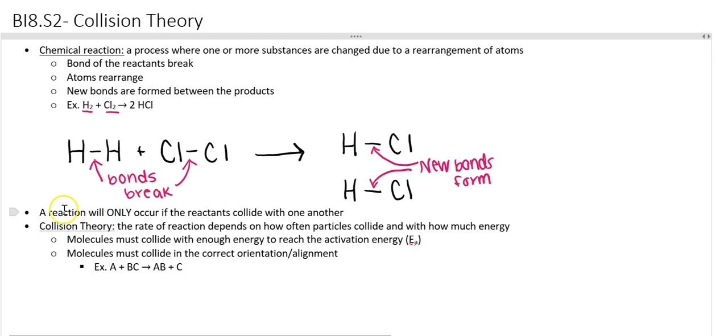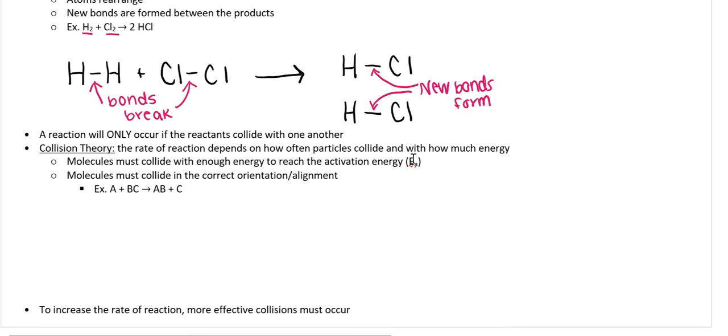Well, this can only occur if the reactants collide with one another. So if hydrogen never meets up with chlorine, it can't form HCl. So that brings us to collision theory. The rate of reaction, which just tells us how quickly a reaction occurs, depends on how often particles collide and with how much energy. So there are 2 parts to collision theory.